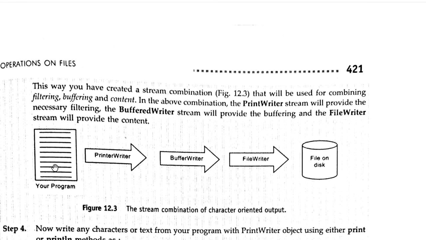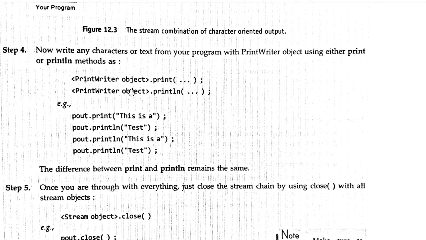See here the diagram. This is my program and this is the file on the hard disk. The PrintWriter object will print the data to the buffer. The BufferedWriter object will send the data to the FileWriter, and the FileWriter will write the data to the file. In the PrintWriter class, we get print and println functions to write the text. You know the difference between print and println. So we have to use the object of the PrintWriter class to use print and println functions for writing.